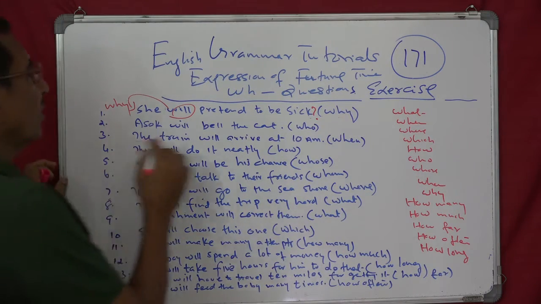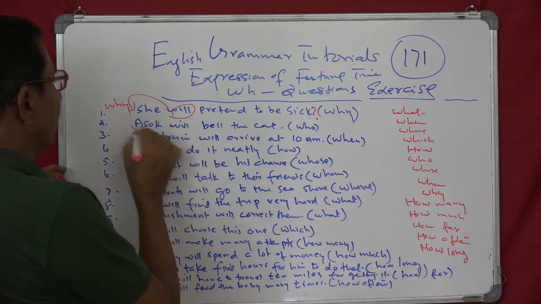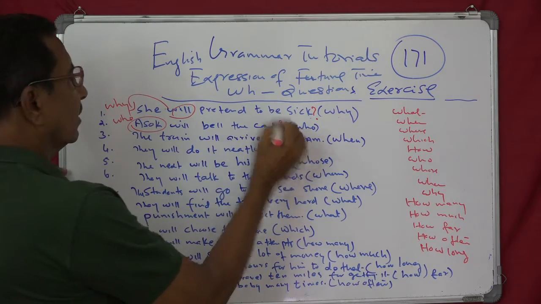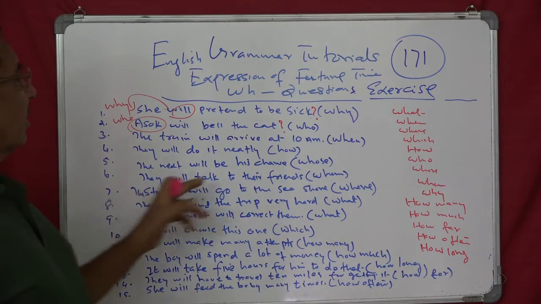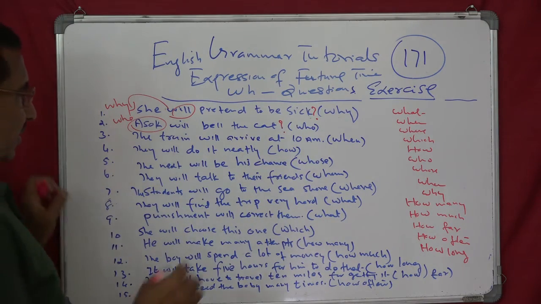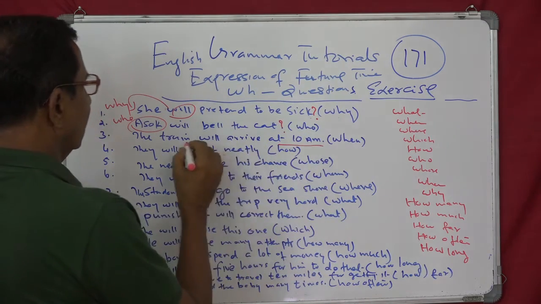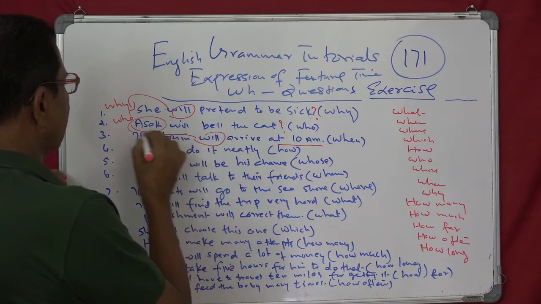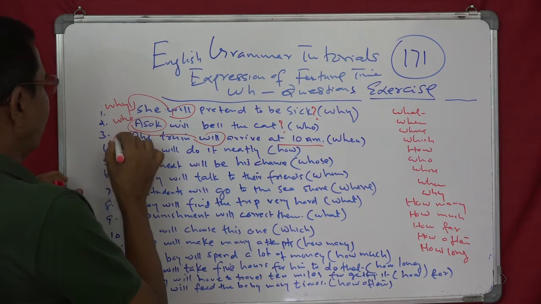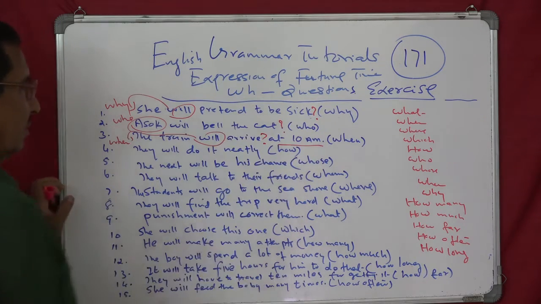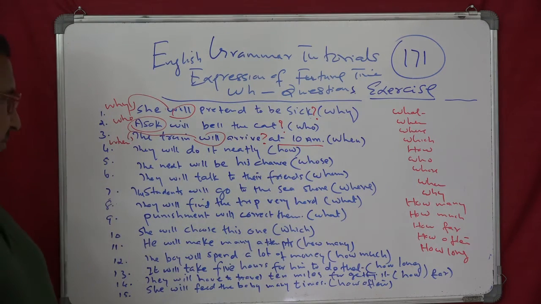Next one, Ashok will weld the cat. Who? So instead of this you write who. Who will weld the cat? Question. The train will arrive at 10 a.m. So instead of 10 a.m., when? So will the train, and then when will the train arrive? Question. When will the train arrive?